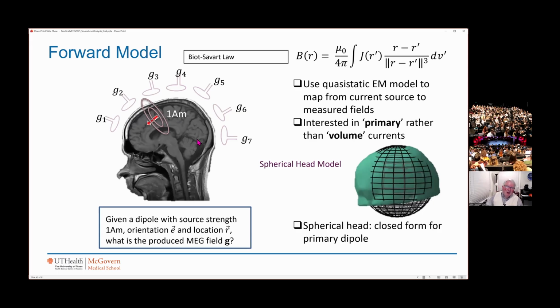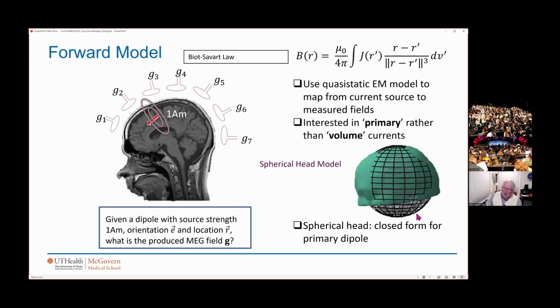So mathematically, in the forward problem, we synthetically say, what if I had a 1 amp-meter dipole at this location with this orientation, what would be the gain vector out to, in this case, 7 sensors? That's just for normalization purposes. We create that into a little gain vector. And then from that, we have to solve things like the Biot-Savart law. We're looking at the total current flowing out to the sensors. But it's quasi-static electromagnetics, and we emphasize primary rather than volume.